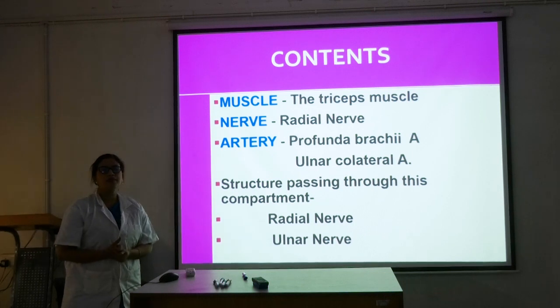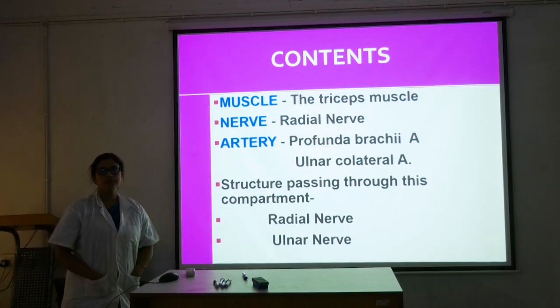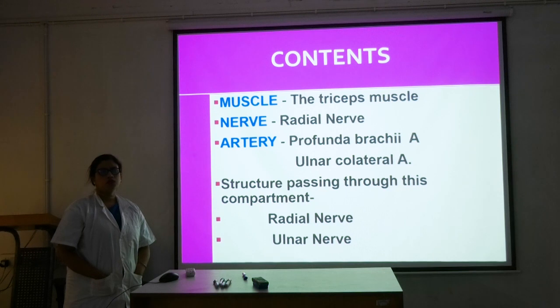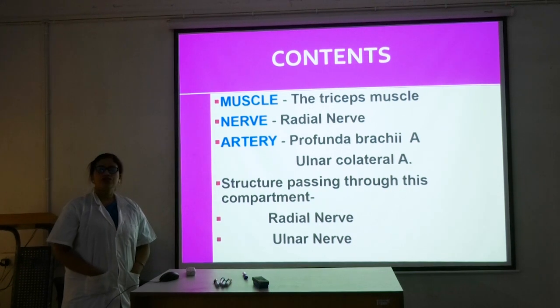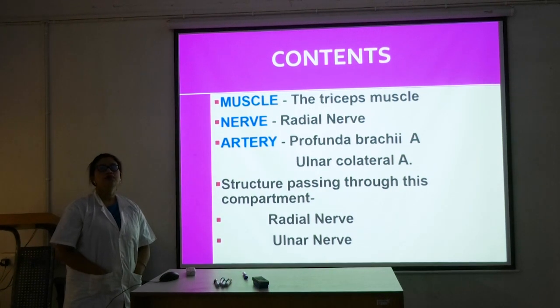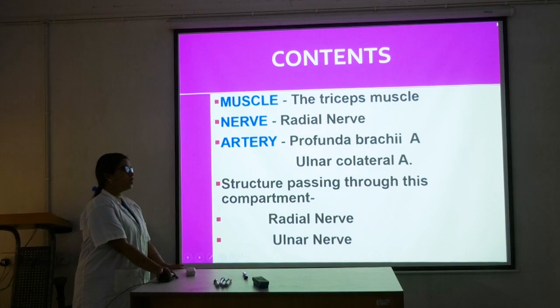Radial nerve is a branch of, which branch of the brachial plexus? Which cord is it coming from? Posterior cord. Ulnar nerve: medial cord. The ulnar nerve is coming from the medial cord. Okay.